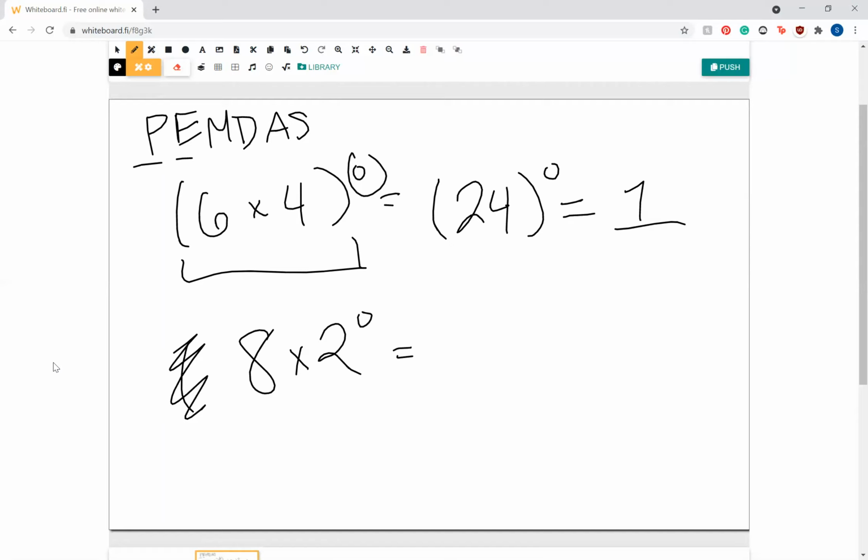All right, so in our order of operations, we have two things going on. We have multiplication and an exponent. The exponent comes first, so we're going to have 8 times 2 to the power of 0. We apply our rule, so we know that's just 1. And then 8 times 1 is just 8.